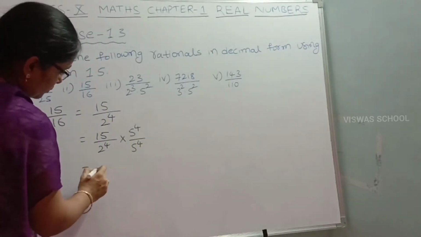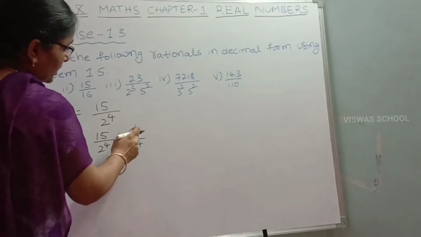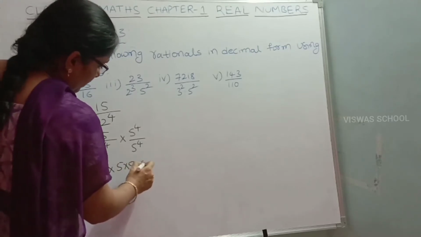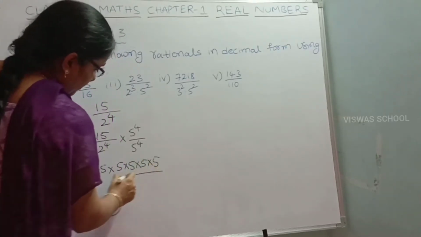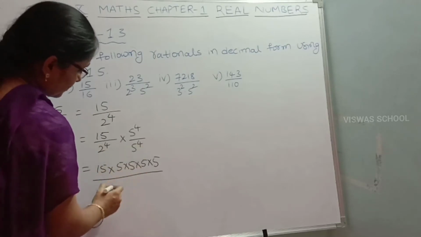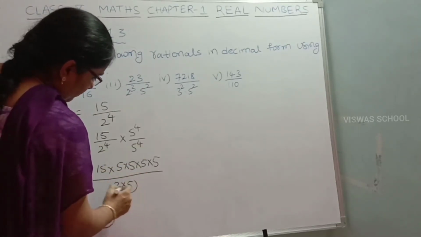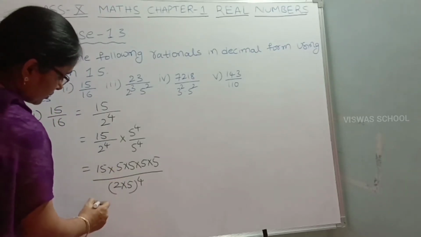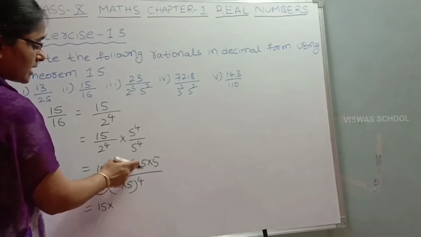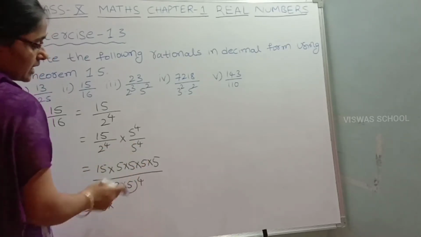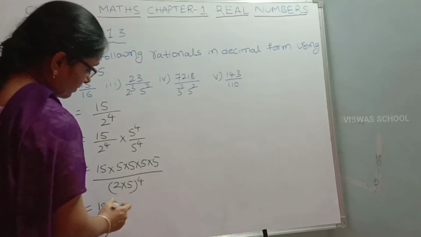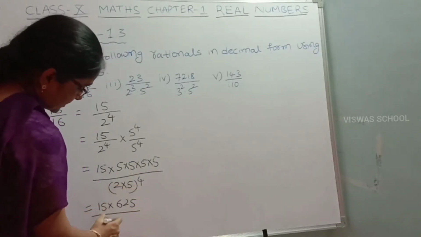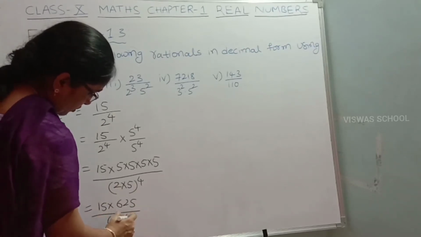Now it is equal to 15 into 5 to the power of 4, that is 5 into 5 into 5 into 5, and the denominator is 2 into 5 whole to the power of 4. Now it is equal to 15 into, here 5 5s are 25, 25 5s are 125, 125 5s are 625, by 2 5s are 10, 10 whole to the power of 4.